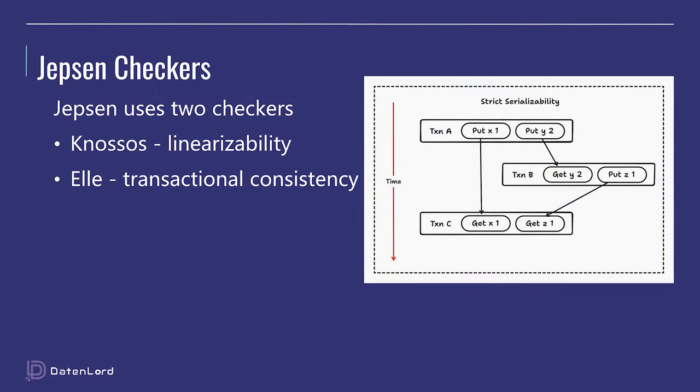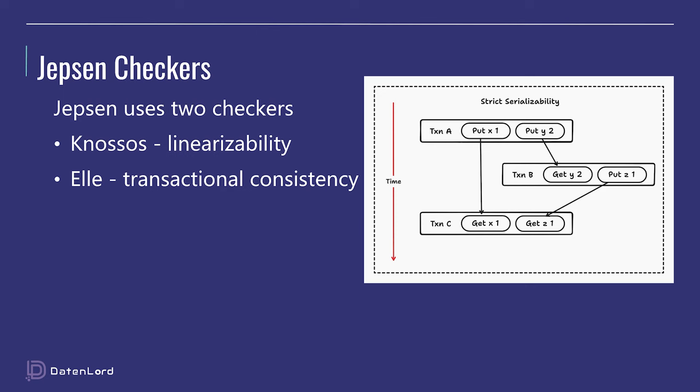I'm sure some of you are wondering how Jepsen works exactly. Well, the most important part of Jepsen is the checkers. Knossos is one of the checkers in Jepsen that verifies if the operation histories are linearizable. On the other hand, Elle checks for transactional consistency or serializability. With these two combined, we can verify various types of databases that provide different consistency guarantees.